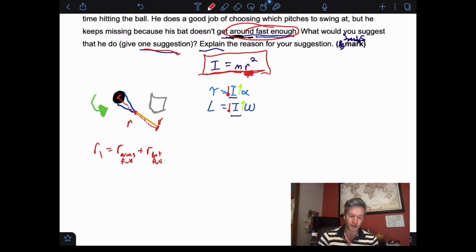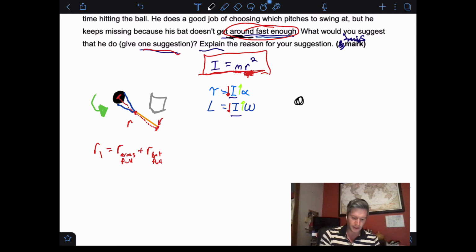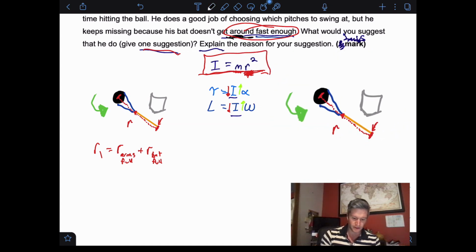Okay, and again, we're trying to change our R. So what can we tell the player to do? Well, there's two things. We could suggest that they shorten their arm length by bending their elbows. So what we'd be changing in that is the length of their arms. But without changing the biomechanics of the way the player swings, we can decrease R by asking them to choke up on the bat.